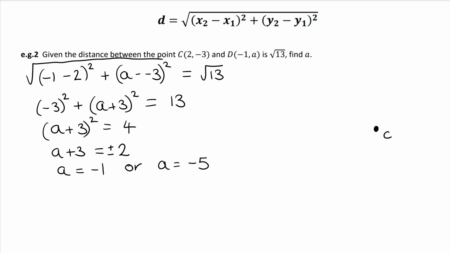Say I've got my point C here. There's two possible places where D could be where there is a distance of root 13. They both have the same x value of minus 1, but it could be up here with the minus 1 as the y value, or it could be down here with minus 5 as the y value.